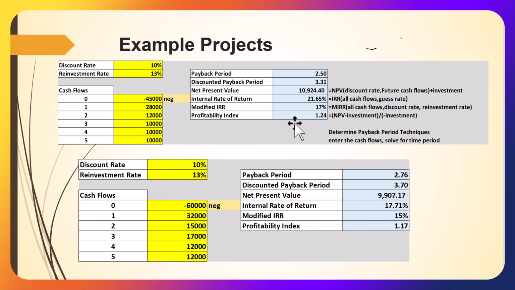So in this example, for modified internal rate of return, the reinvestment rate you see is 13%. Modified internal rate of return is 17% for A. It is 15% for B. Again, both projects exceed the reinvestment rate. They're both acceptable projects, but again, A is better than B.